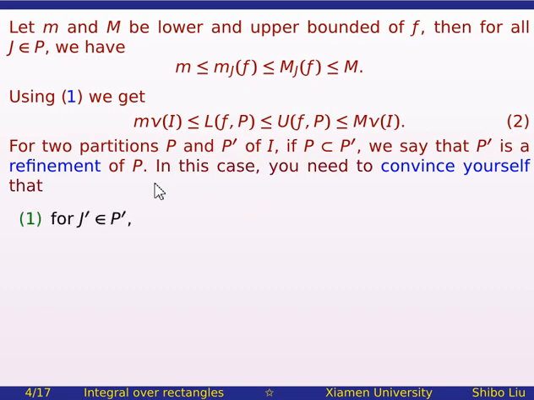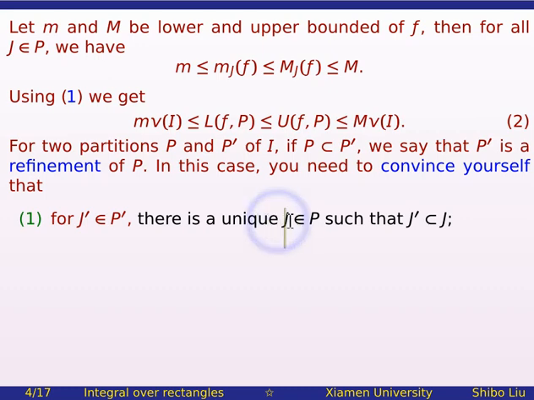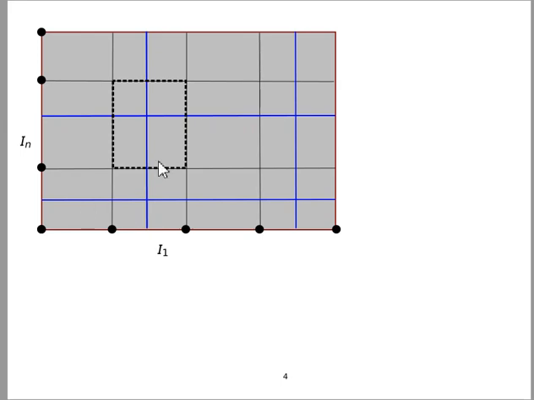So we observe the following properties. Suppose J prime is a subrectangle of the refinement of P, that is P prime. Then this J prime is contained in a unique subrectangle of P, say J. There is a unique J from the partition P such that J prime is contained in J. For example, in this picture, the lower left rectangle, one side is blue, the other three sides not blue. This rectangle is a subrectangle of P prime, which is contained in this rectangle.